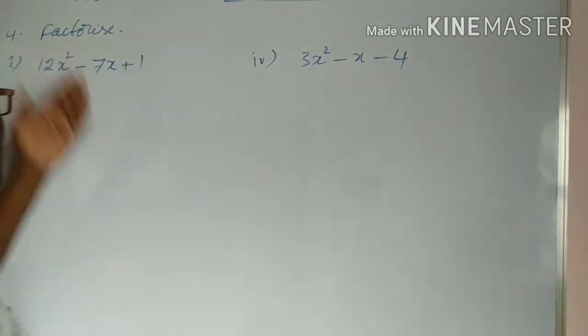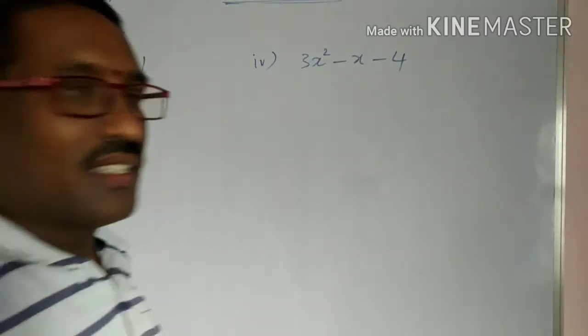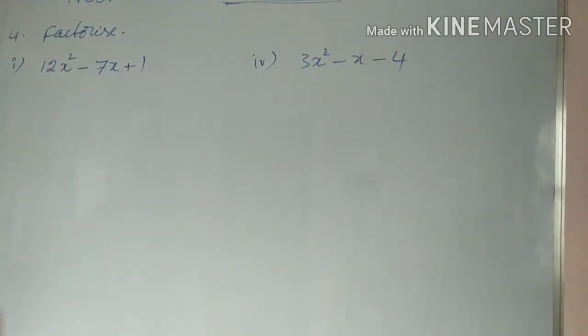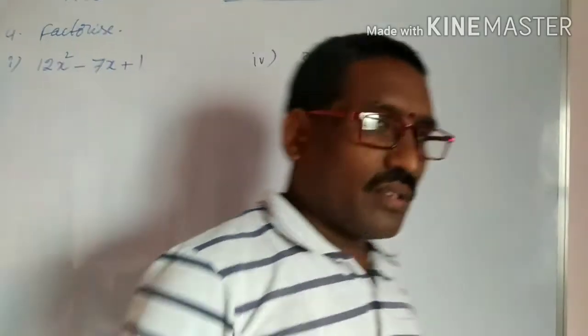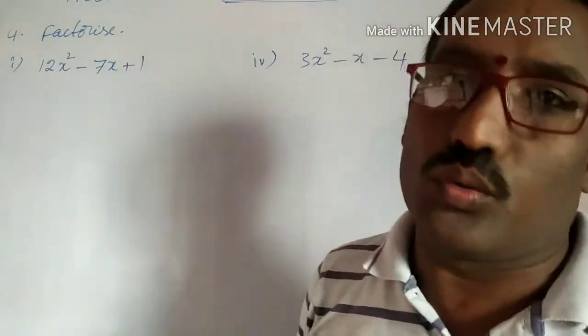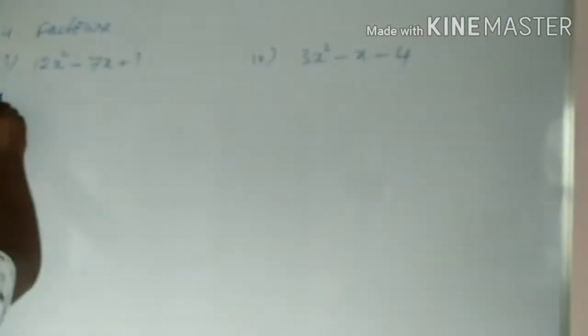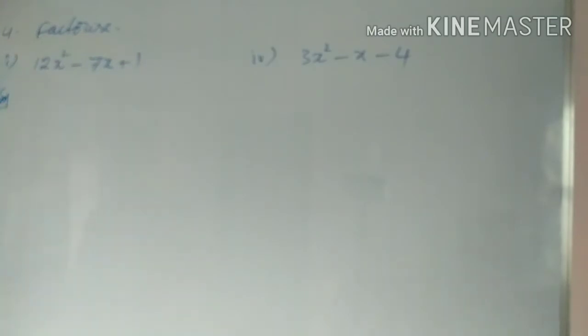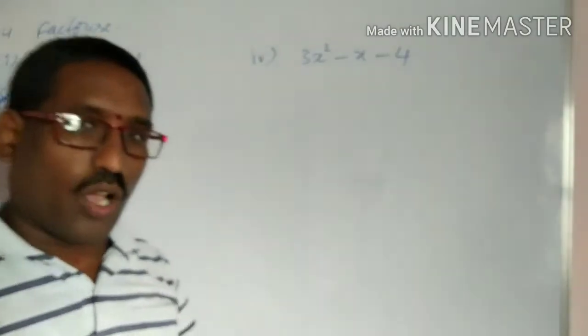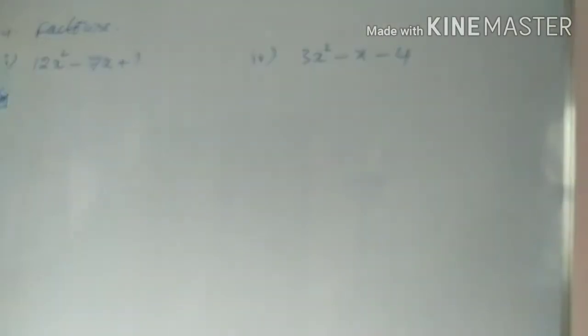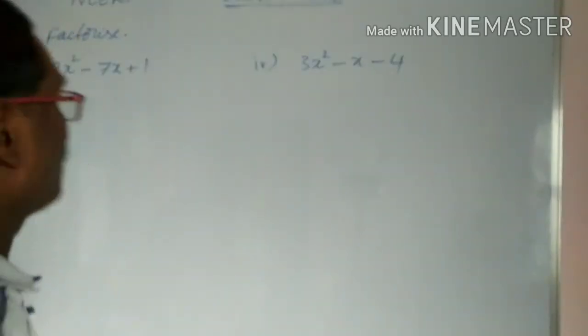Okay, next problem. Factorize. A quadratic polynomial is given, find the factors. How to do it? This is how to do it here: splitting the middle term. Splitting the middle term.